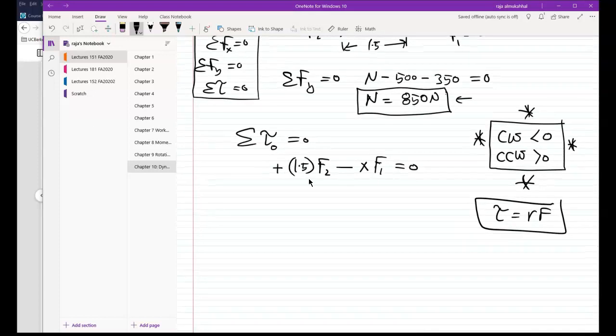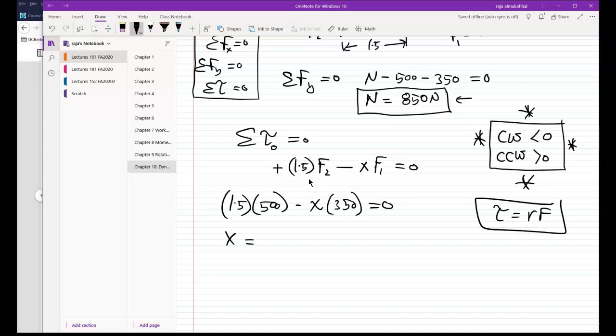So now I have 1.5 times 500 minus X times 350 equals 0. All you need to do now is just solve for X. So in this case, X is equal to 1.5 times 500 over 350. And I would use my calculator to do that. And when I do it, I got 2.14. There we go.